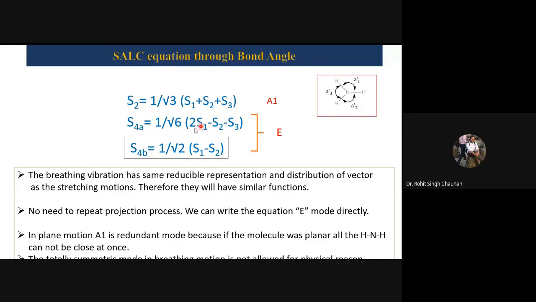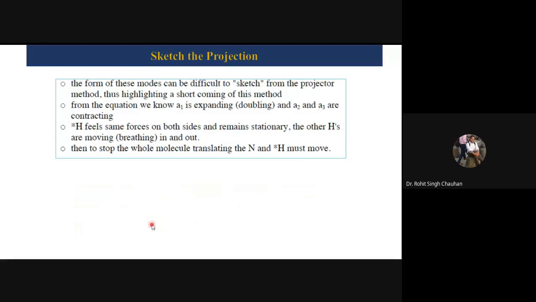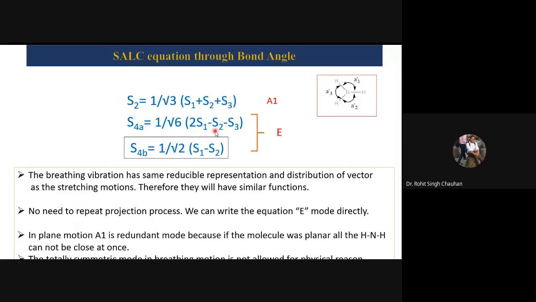Whenever you are making the projection, be careful. This mode, wherever you are showing it, should be expanded, and these two should contract. So now see, I have written here this one. This one will be expansion, and the remaining two will contract. See, I have written it as S1, S2, S3. Actually, I should write it as theta 1, theta 2, theta 3, or A1, A2, A3. Okay.